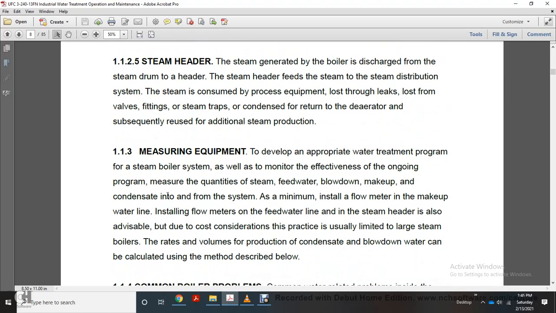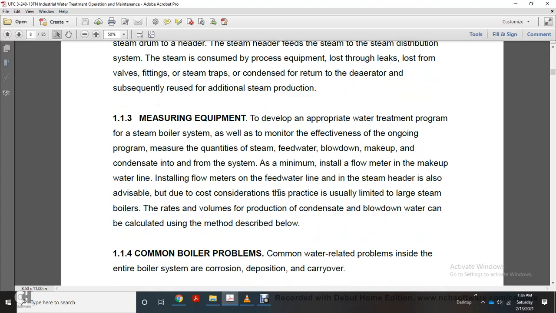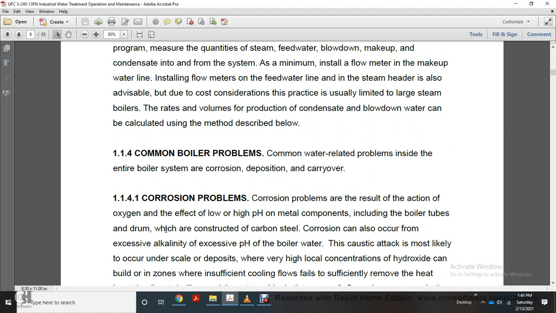Measuring equipment is developed and appropriate to the water treatment program of the steam boiler system, as well as to measure effectiveness. An ongoing program measures the quantity of feed water, blowdown, makeup, and condensate into and from the system. At minimum, install a flow meter on the makeup water line. Installing a flow meter on the feed water line and steam header is also advisable, but due to cost considerations this practice is usually limited to large steam boilers. The rate of the volume of production, condensate, and blowdown water can be calculated using the methods described below.